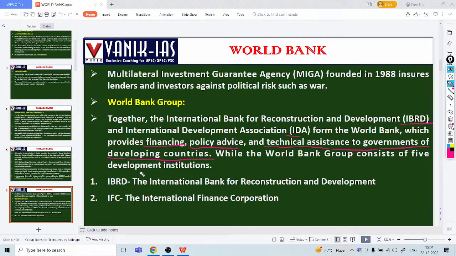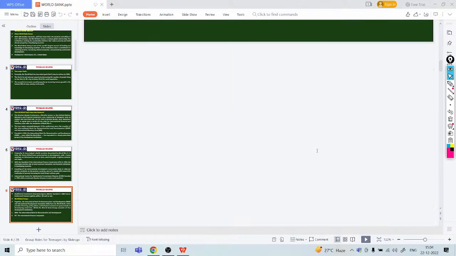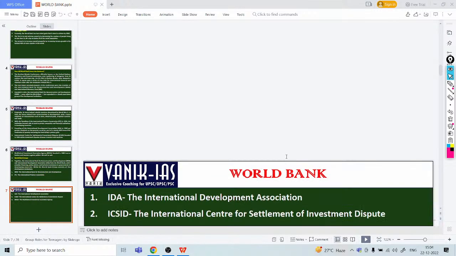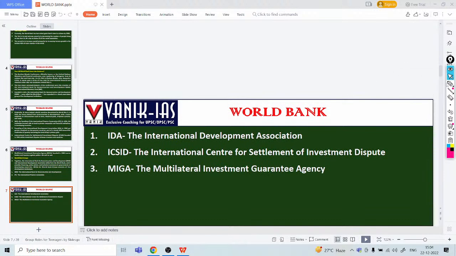Okay, so here the mention about the group institutions: IBRD 1945, then IFC 1960, then IDA is 1966, ICSID same year 1966, and MIGA 1988. Coming to the function, IBRD provides long-term loan for development.